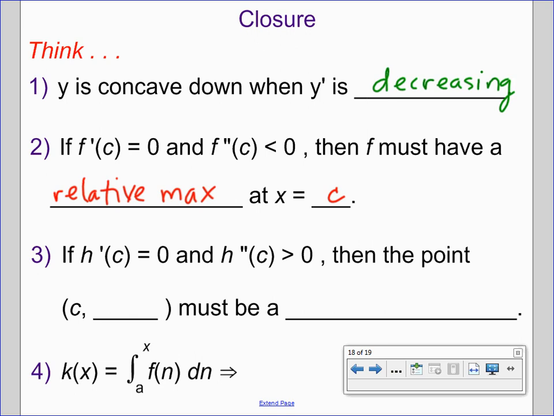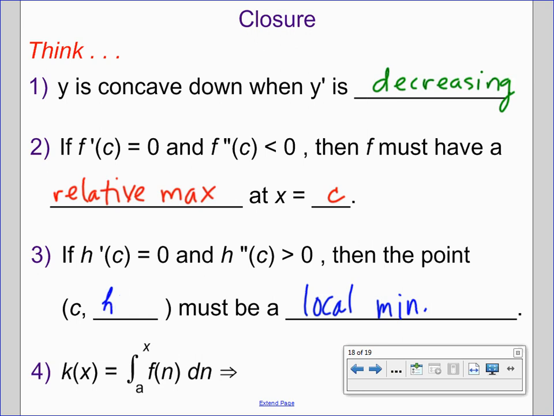Nice job. If h prime equals 0 and h double prime is positive, so now we're concave up behavior is horizontal tangent, then the point c comma blank must be a blank. Evie? C comma 0 must be a local minimum. So if I'm going back to my original graph, that horizontal tangent and concave up behavior could be anywhere in the xy coordinate plane. So how would I get that y coordinate to determine the local minimum value?